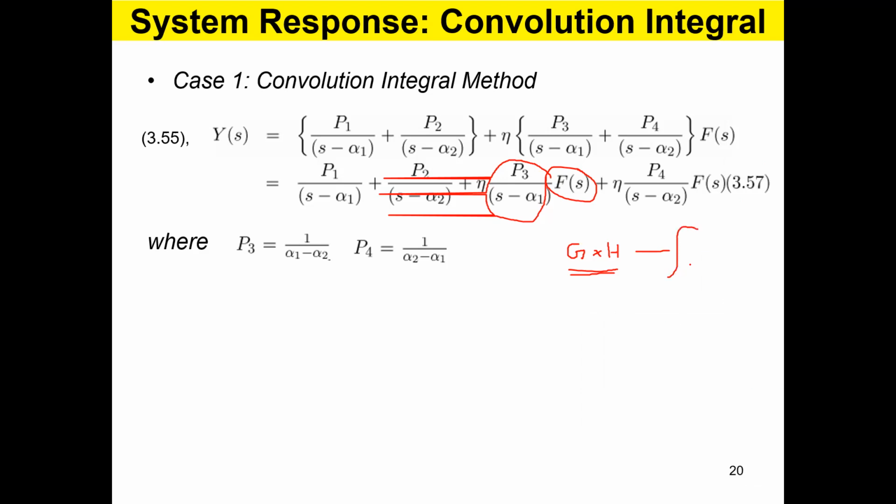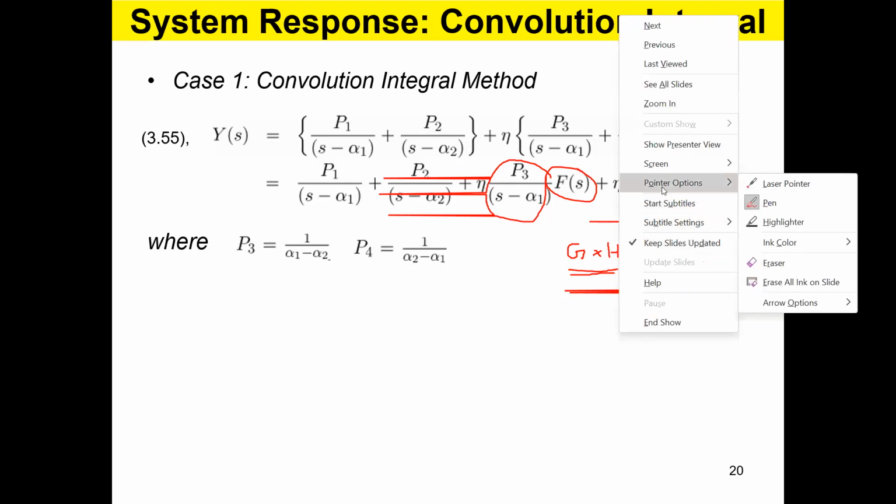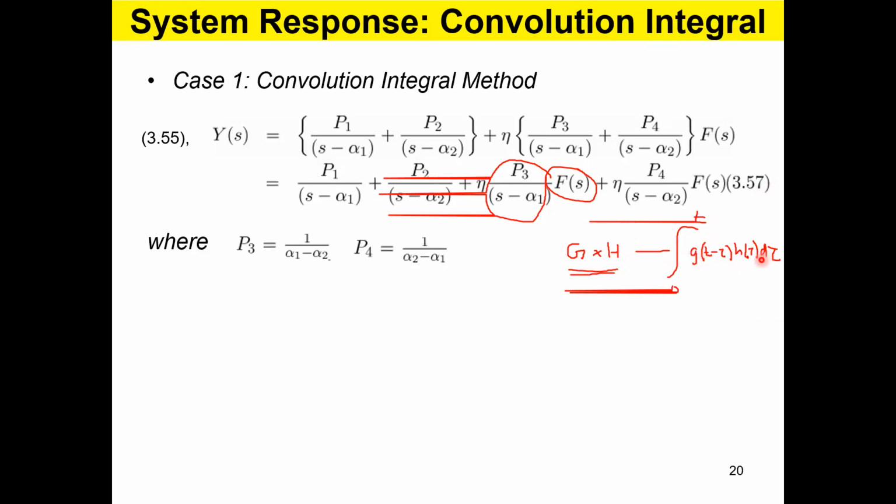Right? Integration. You get one of these functions, like g, the time domain g(t minus tau), and the other one is h(tau) d tau, from 0 to t. So this is how the signal and the system interact. You can take this as a signal and this as a system, or even if you interchange, it doesn't really matter, right?